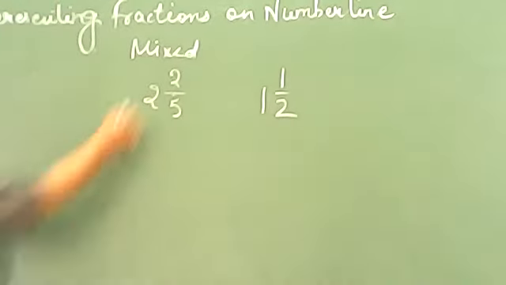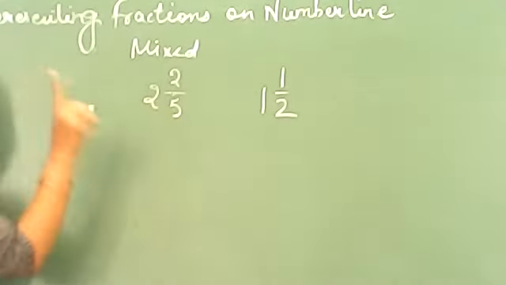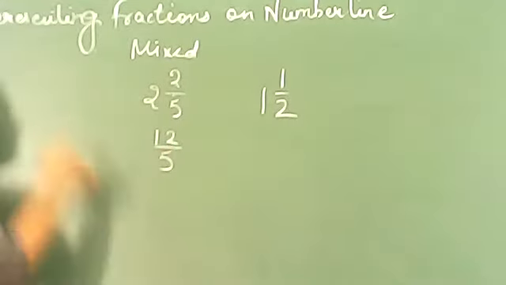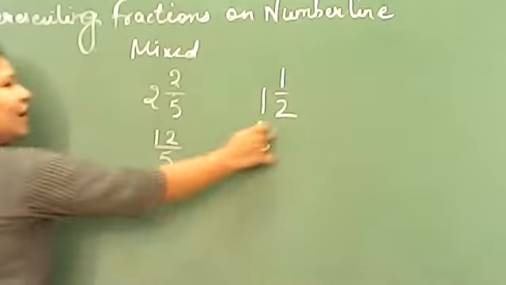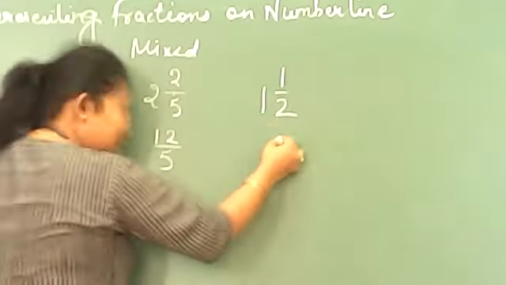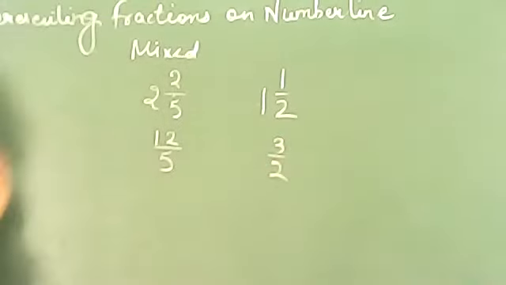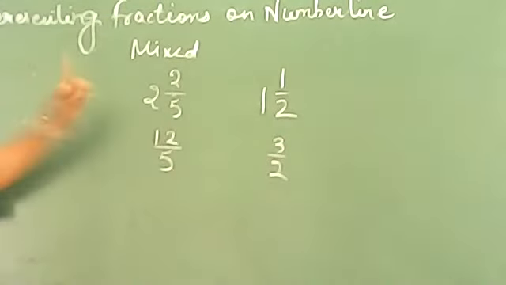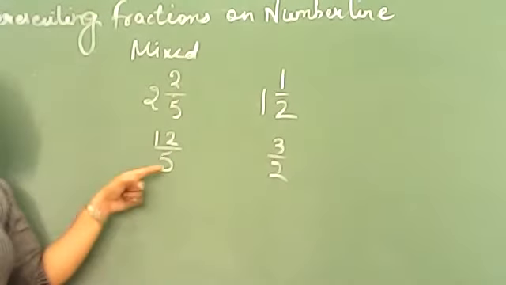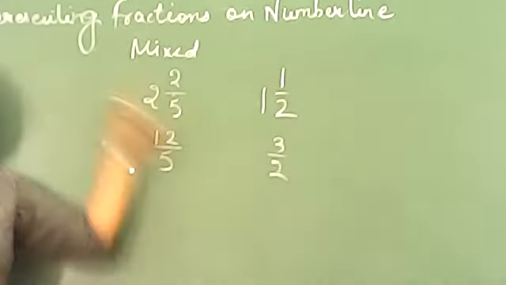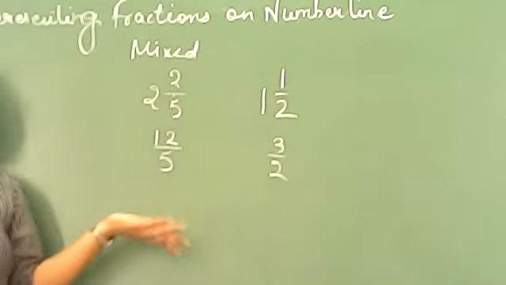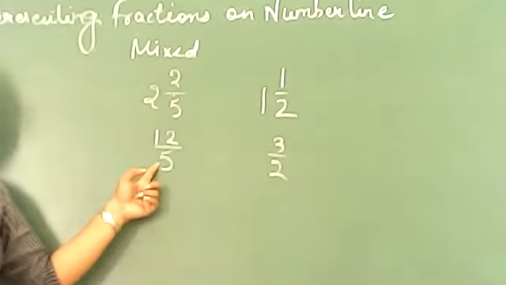Let's try. 2 into 5, 10. 10 plus 2, 12. What will be the number now? 12 by 5. Clear? What will come here? 2 ones are 2. 2 and 1, 3. 3 by 2. We have got this. Now you know, just before this question I taught you how to represent an improper fraction on a number line. So this is ultimately improper only. So just represent it now.